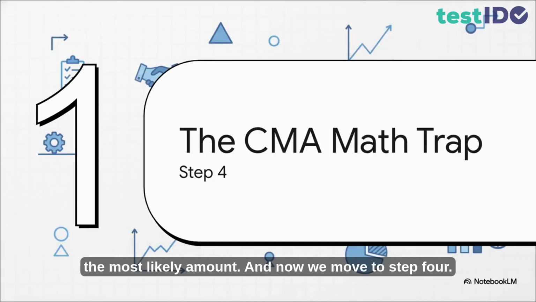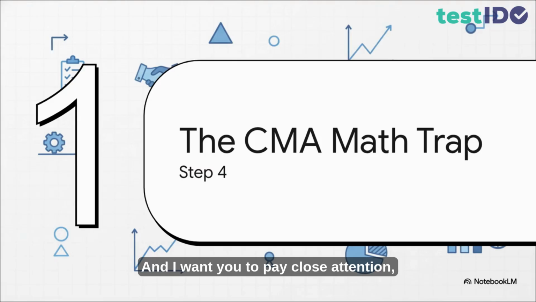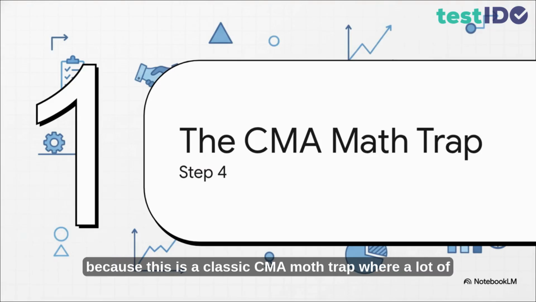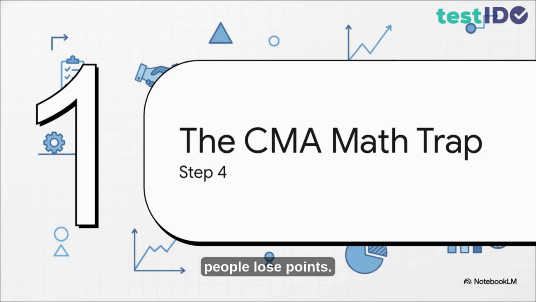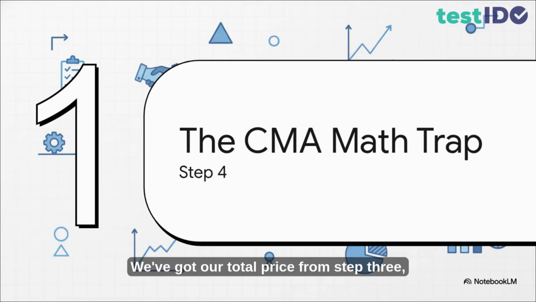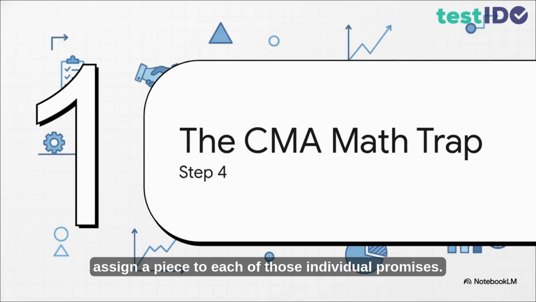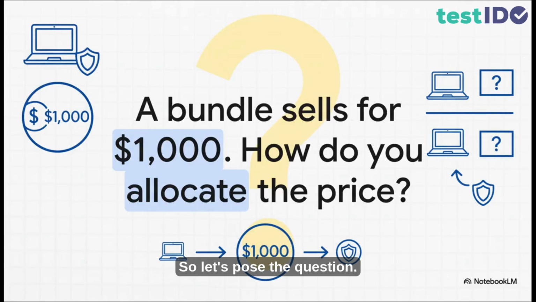And now we move to step 4. And I want you to pay close attention, because this is a classic CMA moth trap where a lot of people lose points. We've got our total price from step 3, and we've got our separate promises, our POs, from step 2. Our job now is to slice up that total price and assign a piece to each of those individual promises. So let's pose the question.